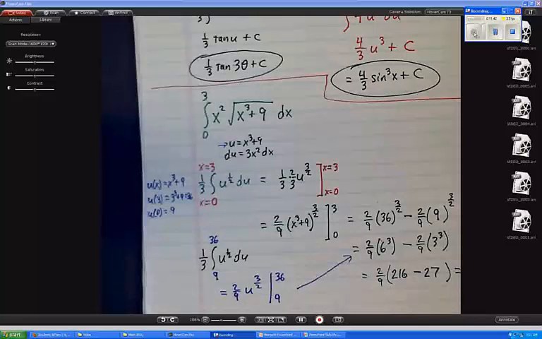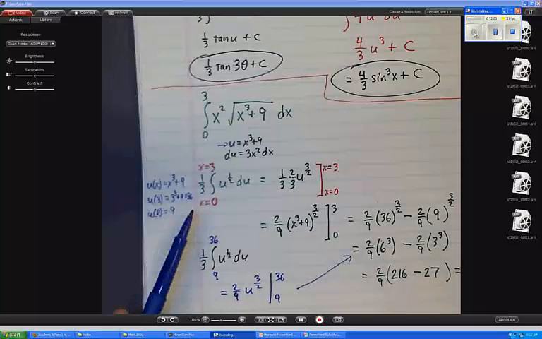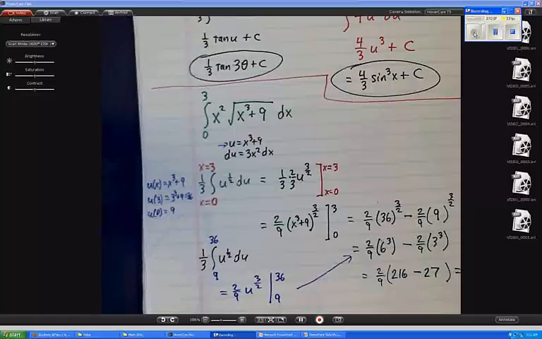For some reason, when I was a student in Calc 1 and 2, I always kept the x's. I was just more comfortable that way, and then I would plug in at the end. But I see no reason now why not to do that. So, you kind of pick what you're comfortable with, I guess.